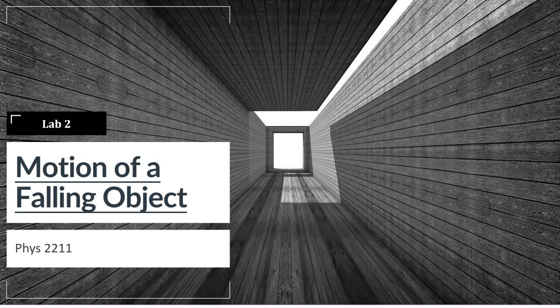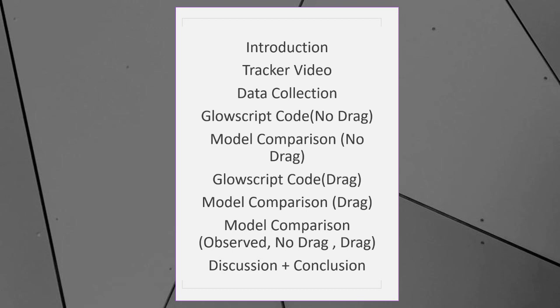Here's my video lab report on Lab 2, motion of a falling object. In this video lab, I will introduce the key objectives and key equations I will be using within this lab. I will then show my video within the Tracker software, show the data I collected with drag and no drag, and the mathematical calculations computed. I will then show my GlowScript code and finally close with discussion questions and a conclusion.